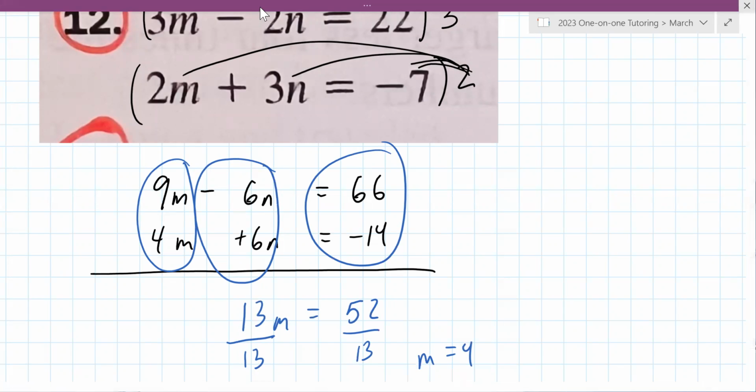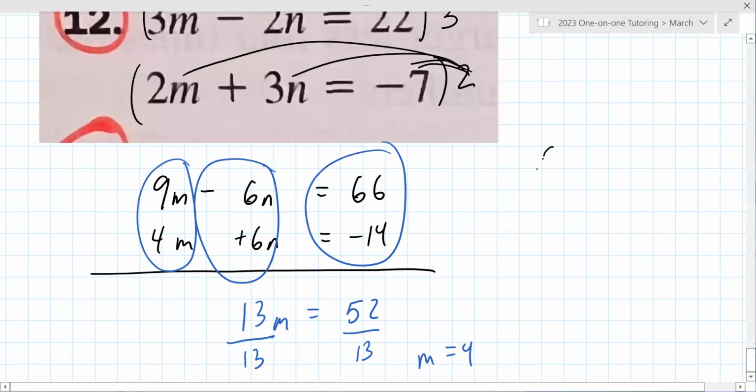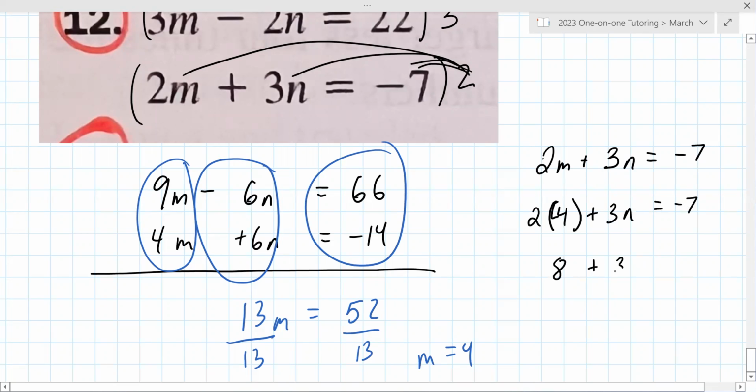And then you got to go back to one equation or the other. Doesn't really matter. We'll do the second equation: 2m plus 3n equals -7. So that's 2 times 4 plus 3 times n equals -7. That's 8 plus 3n equals -7. Subtract 8, subtract 8. 3n equals -15. N equals -5.